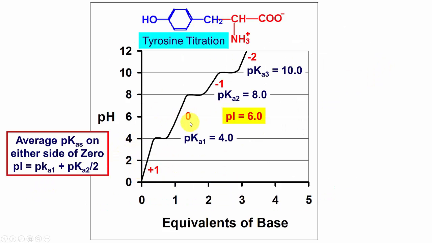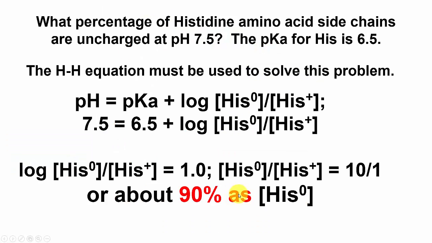So we can look at the titration of tyrosine. We can draw a titration curve going from positive charged through this pKa at 4, then 0 occurs somewhere in here between the 2 pKa's. So you can just average those pKa's, 8 and 4, divide 12 by 2, and you get 6, so the pI is 6.